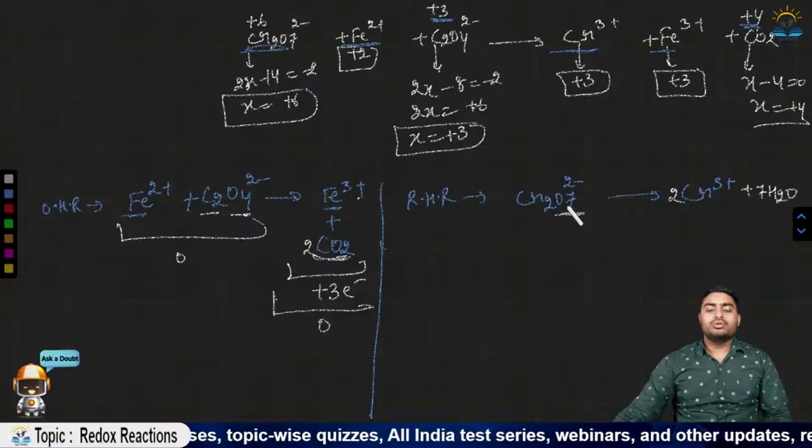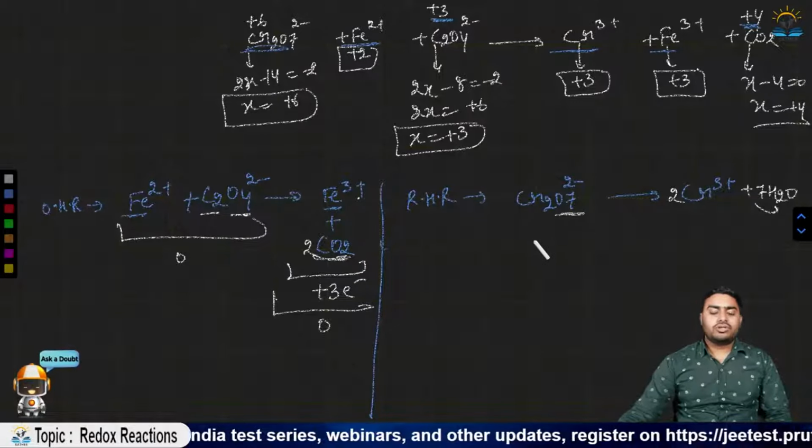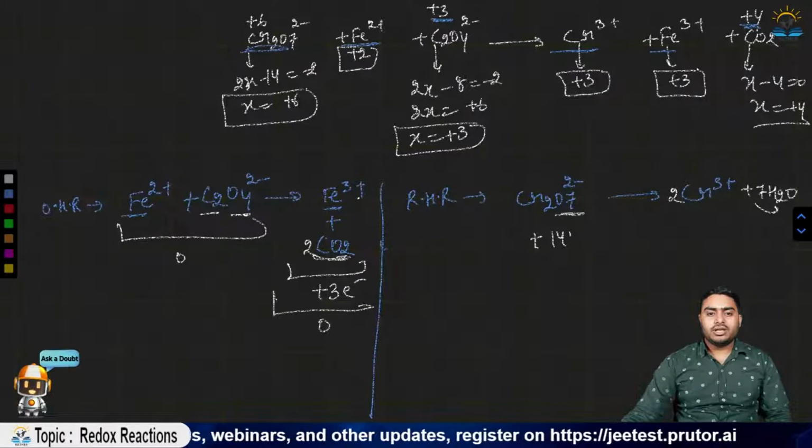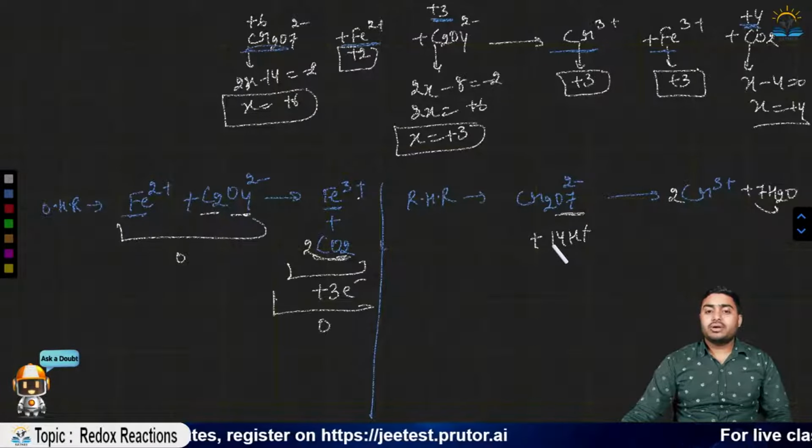Now what you can do? You can do one thing, hydrogens, right? So 7 into 2 is 14, so 14 hydrogens are there, so you can add 14 H positive here. Okay, 14 H positive. Now let's check the charge.